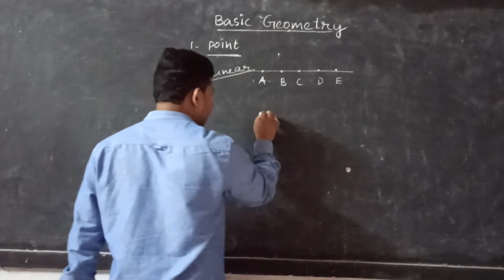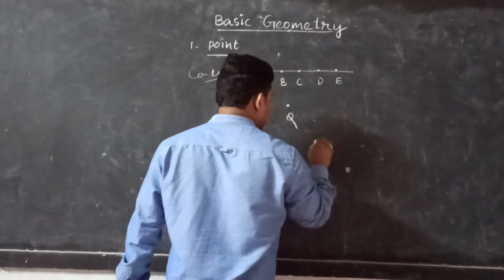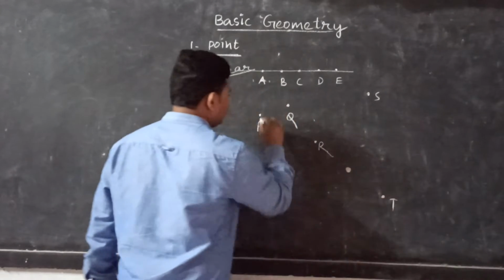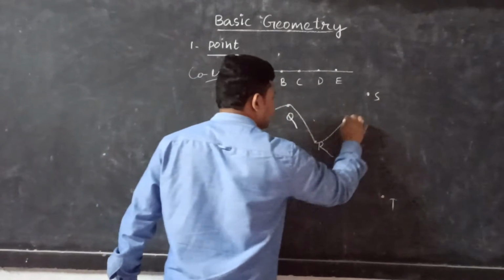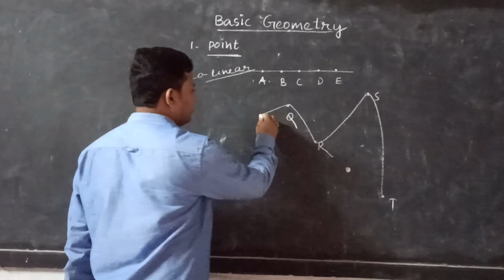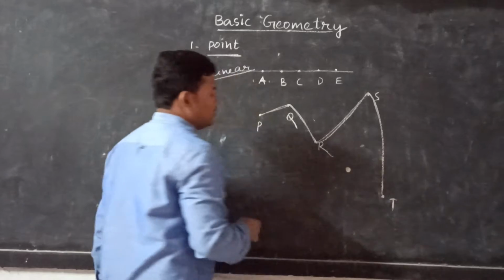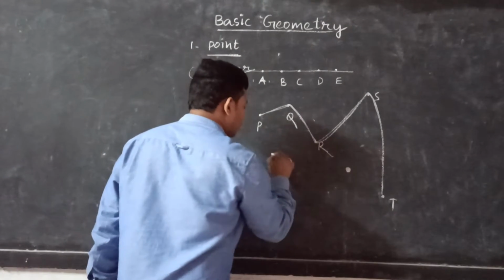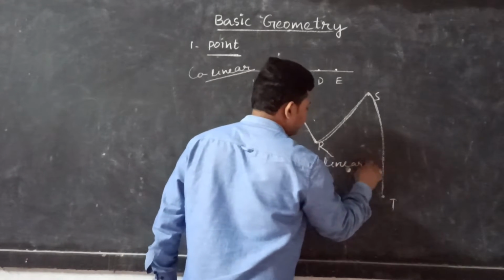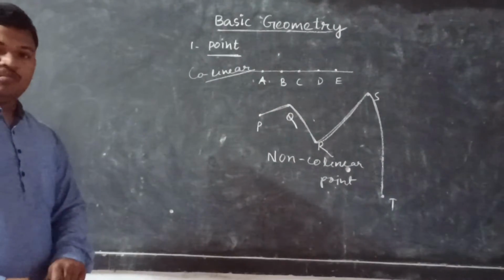But if these points, like P, then another point Q, then another point R, then another point S, then another point T, these 5 points cannot be joined by a straight line like this. If we join these 5 points, then we cannot get a straight line. We will not get a straight line to join them. Okay? This type of points are called non-collinear points. Okay? These are called non-collinear points.